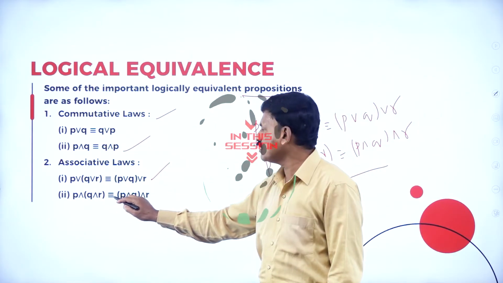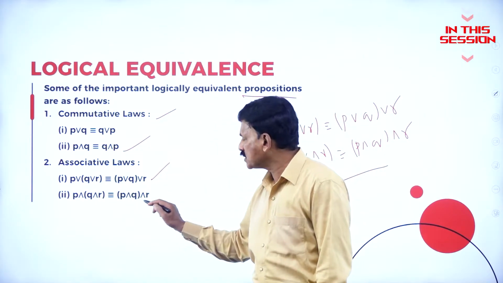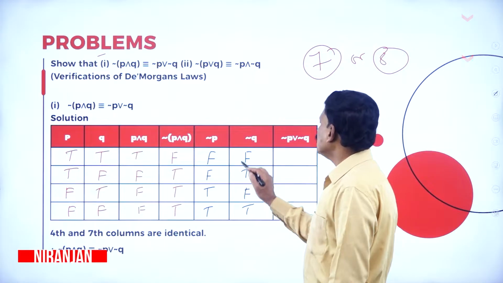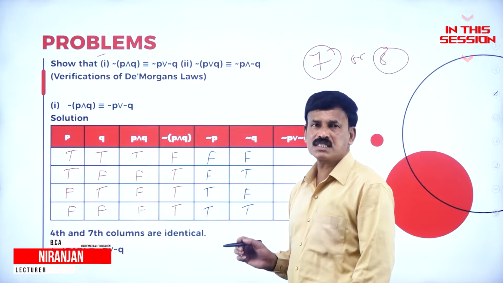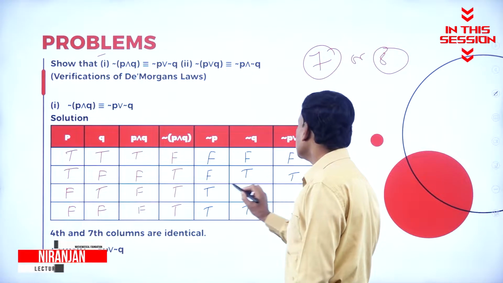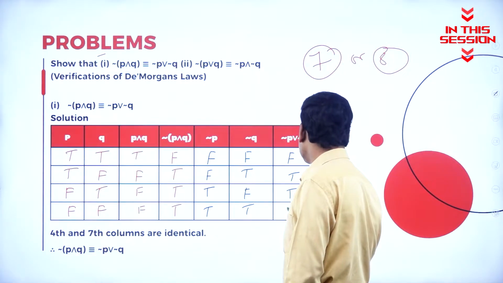P conjunction Q conjunction R is logically equivalent to P conjunction Q conjunction R. You know, in case of disjunction, F and F is F. In all cases, it is true. So F and F is F. F and T is T. T and F is T. T and T is equal to T.